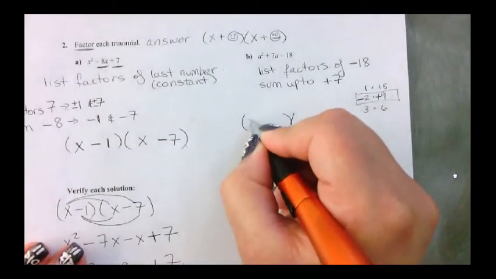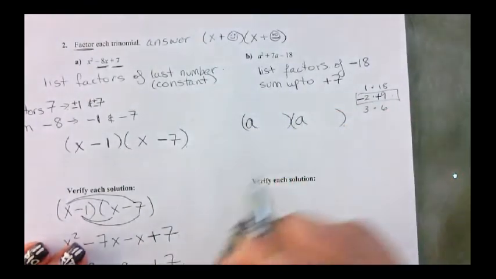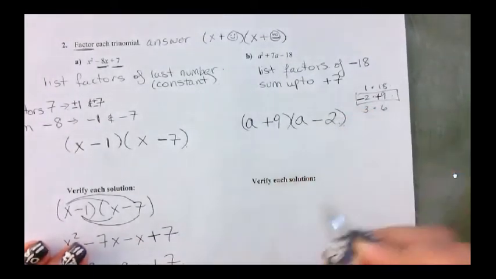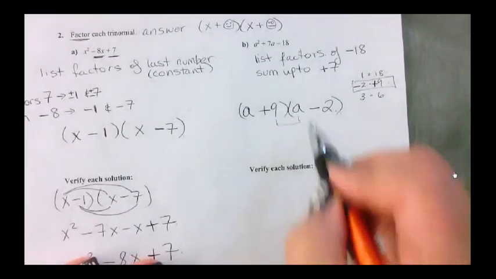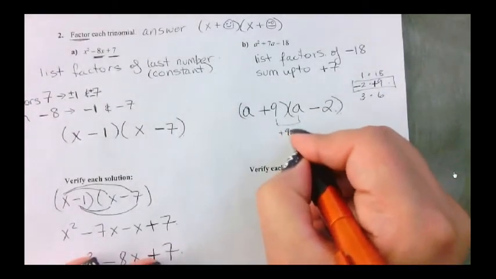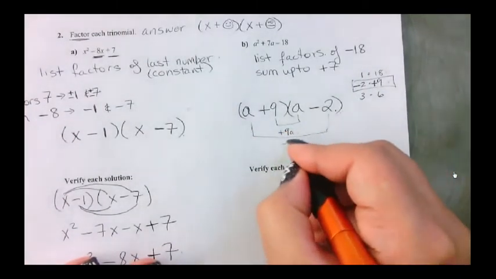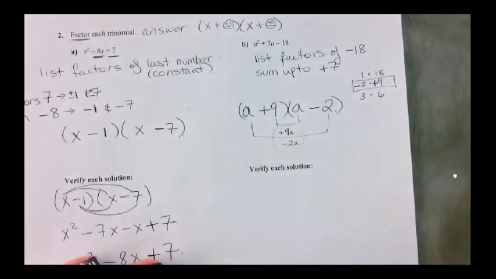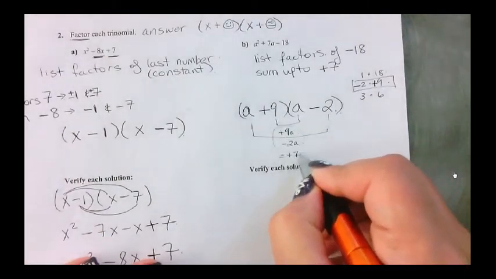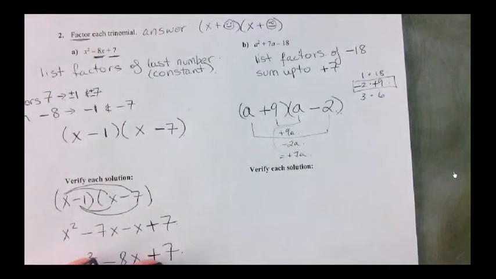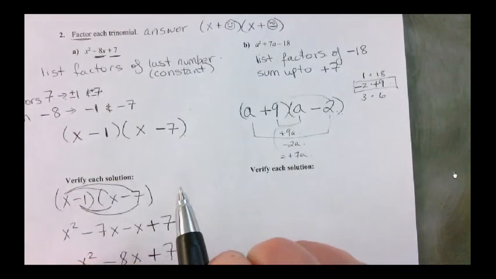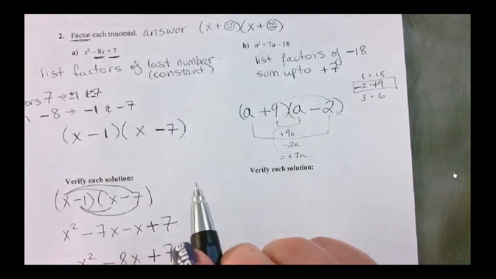So let's have a look here. So then that means I'm going to have a and a. That goes there. And then I'm going to have a plus 9 and a minus 2. So what is this together? Plus 9? And then what are these two together? Minus 2? So what does this add up to? Does that add up to positive 7a? Okay, and now what do the two last numbers multiply to? Negative 18. So I think that works.